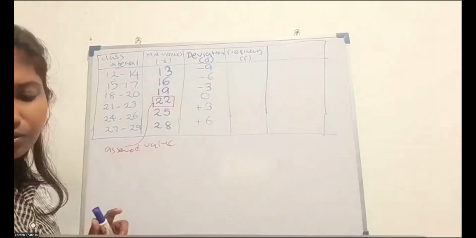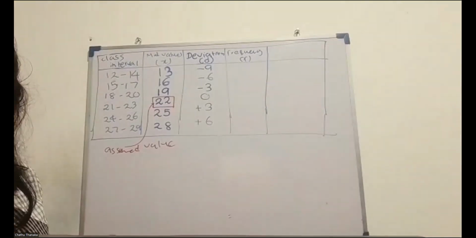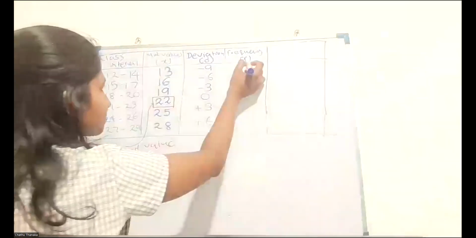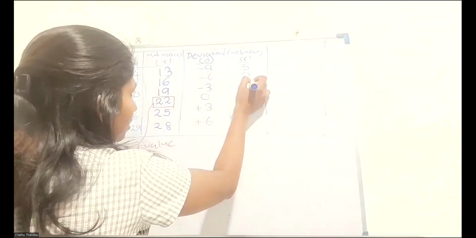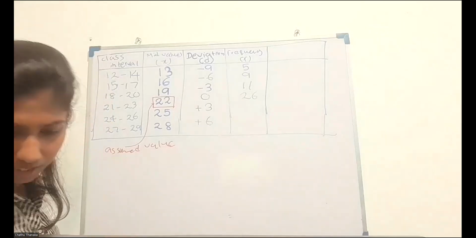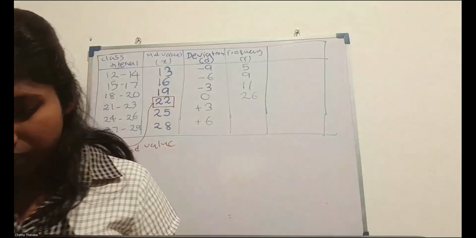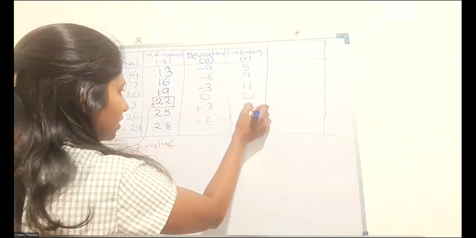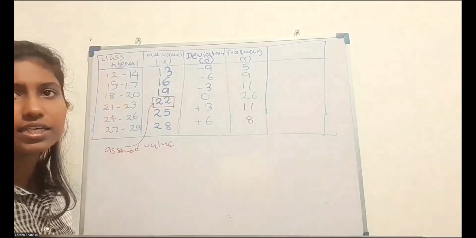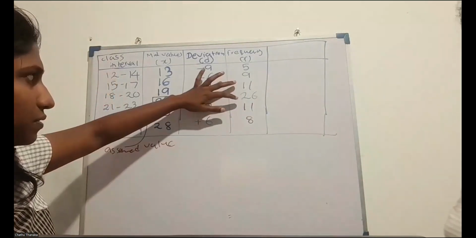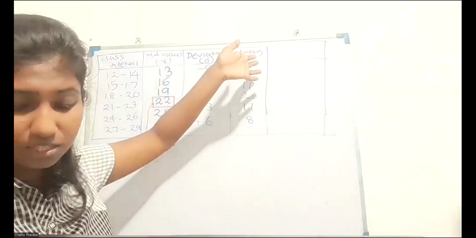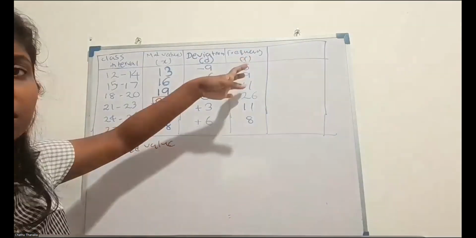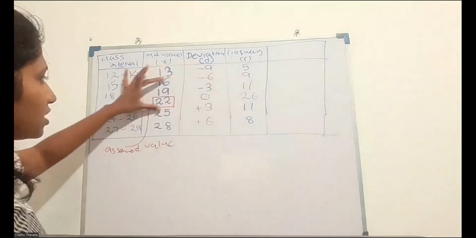And then the next thing you have to do is frequency. I'll write the frequency here. 5, 9, 11, 26, 26, 11, 8. Now look at this one here. Now you can see some big values. Now 11, 26, 11. Here when we follow the previous method, we have to multiply these numbers by mid values.